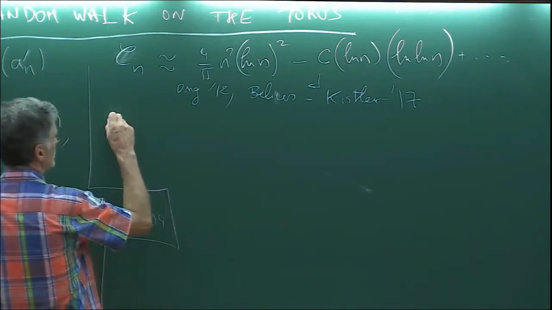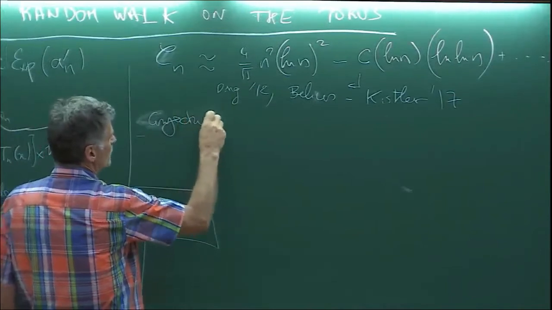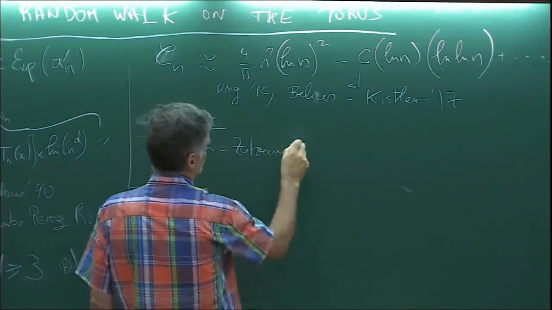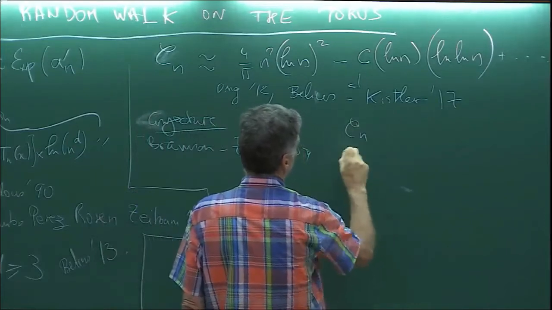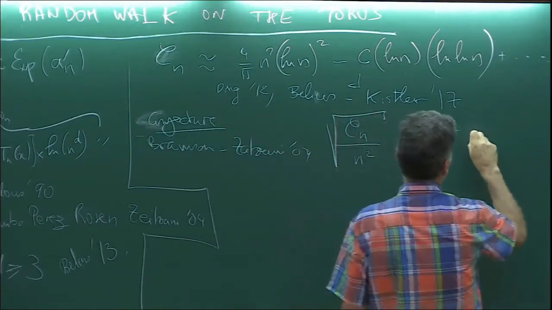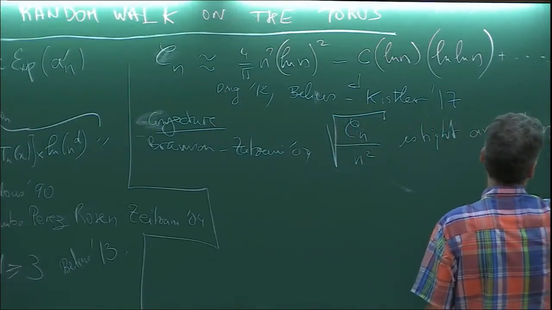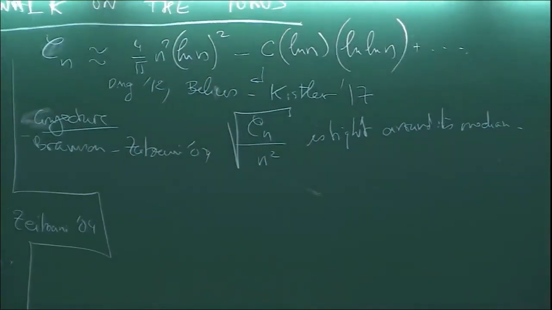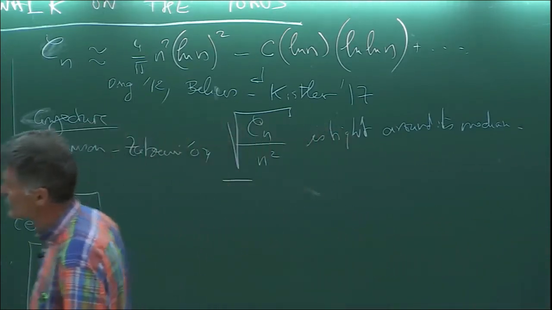And there is a famous conjecture by Bramson and Zeitouni, which is the fact that if you look at the cover time divided by n squared and take the square root of it, then it is tight around its median. The median is just the square root of what I have written here, with the correct constant C. But the nature of the fluctuations, I mean, is certainly not Gumbel. It's something which is unknown, and so that's an important question.